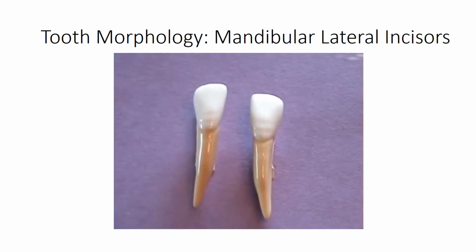The mandibular lateral incisor has imbrication lines. There's also an incisal edge. And once again, the mesial incisal is sharper than the distal incisal. The mesial and distal contacts are in the incisal 1/3. The lateral is very similar to the central, but it is not as symmetrical.